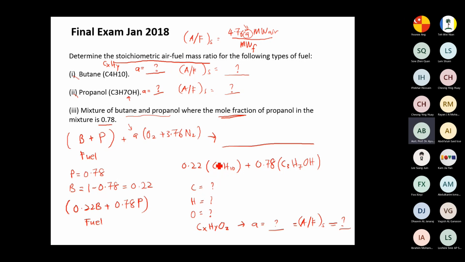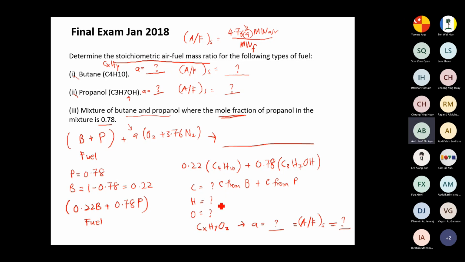For example here, C4 multiplied by 0.22, so you will get a new amount of C. Okay, C from butanol plus C from propanol: 0.78 multiplied by 3, so you will get the new number of carbon for propanol, plus C4 multiplied by 0.22, you will get the new number from butanol. Sum up together, you will get the final amount of C.